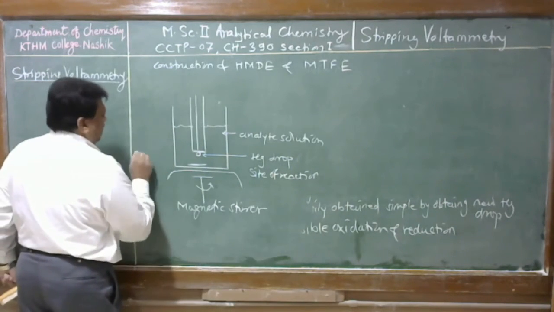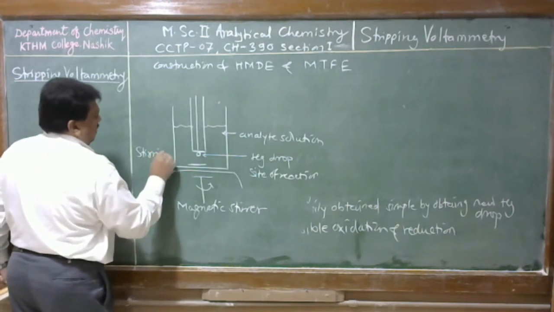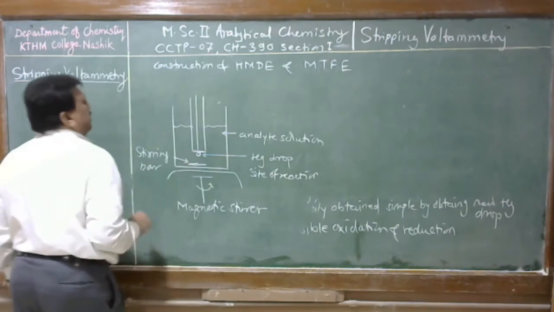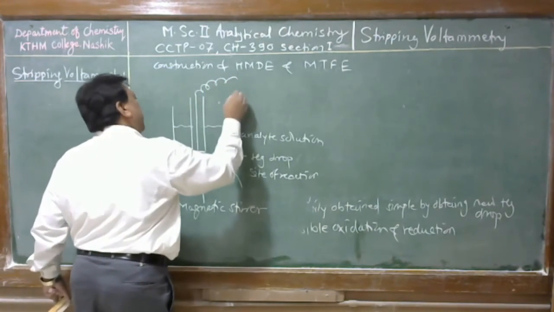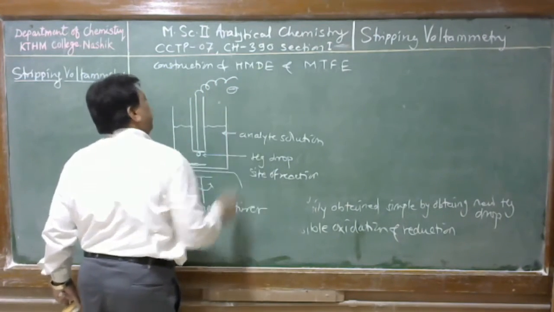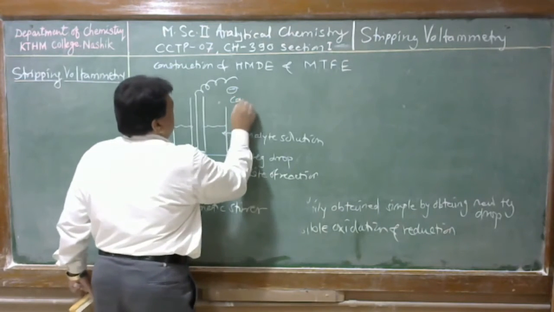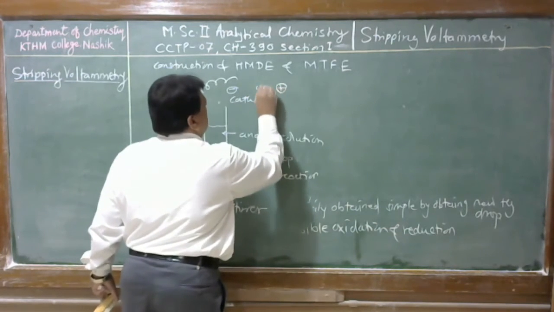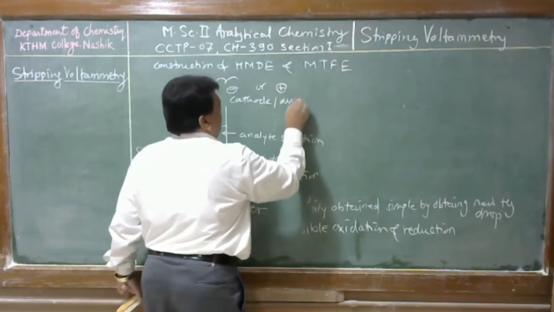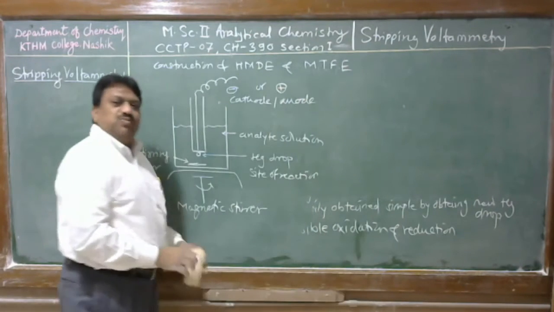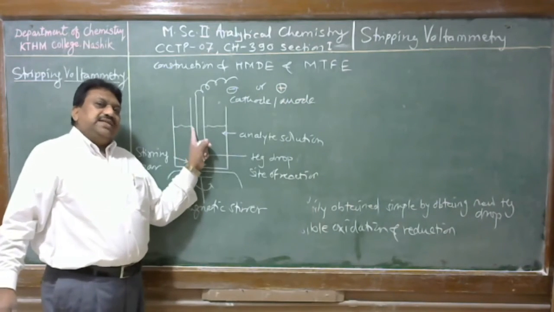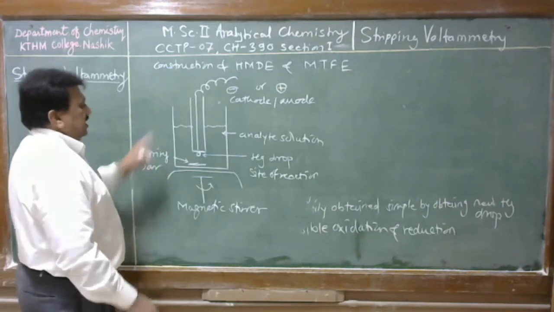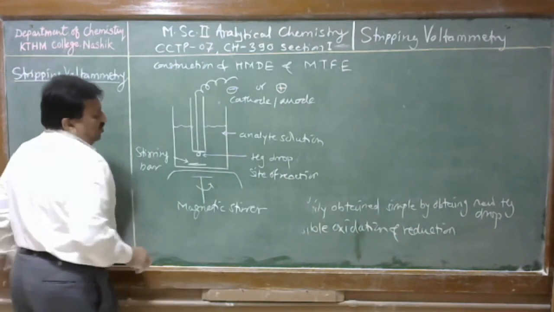This is the stirring part, and here this electrode is either applied a negative potential when it acts as a cathode, or a positive potential when it acts as an anode. Therefore, both cathode as well as anode functions are performed by this working electrode. This is the construction of the hanging mercury drop electrode.